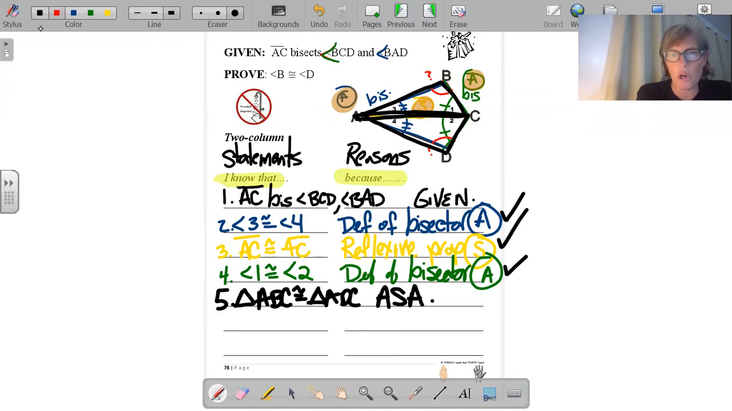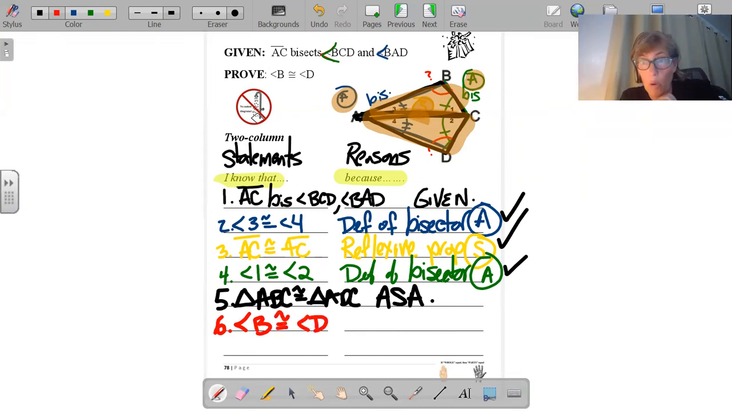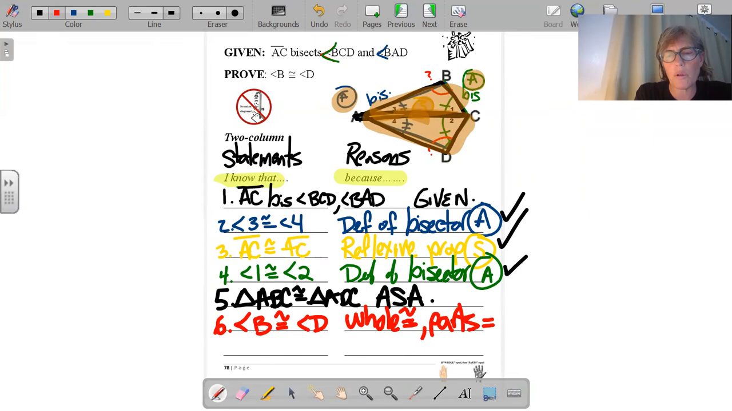Now you can hit your target. Now that you've said the entire triangle is equal to this entire triangle, we can now say step 6, angle B is therefore congruent to angle D. I'll give you both versions, the slang and then the technical. The slang would be this, which I will totally take. Whole congruent, parts congruent. That's the slang. The fancy one is corresponding parts of congruent triangles are congruent.